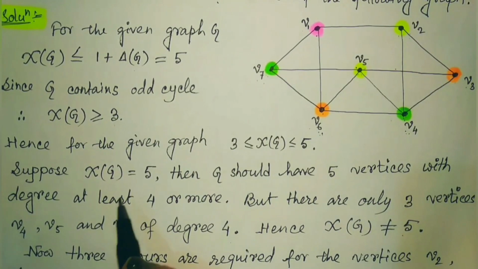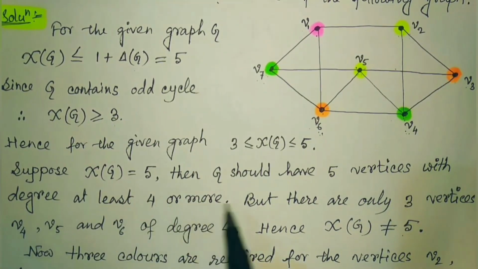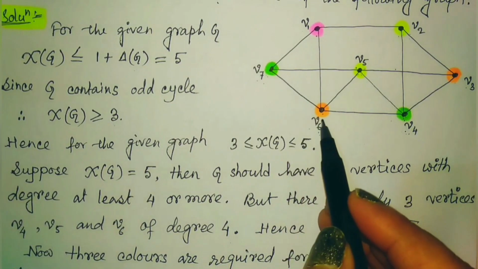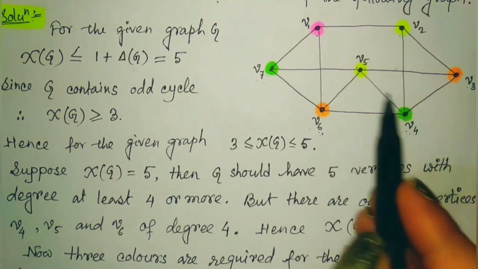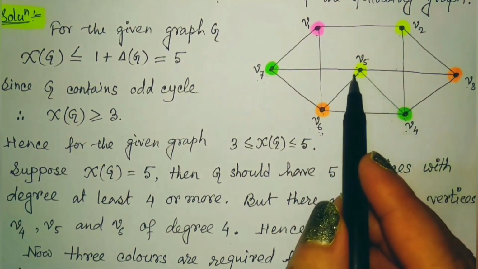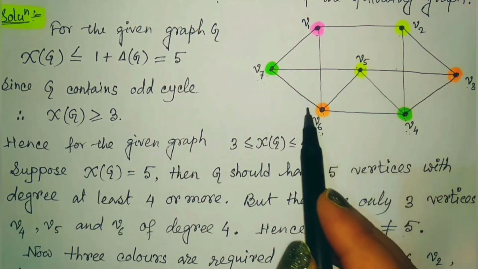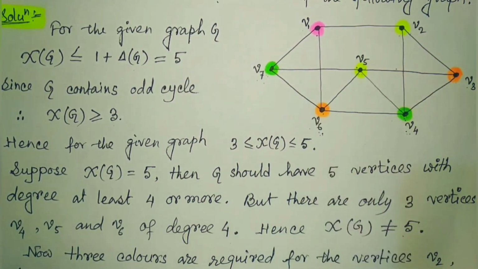Suppose the chromatic number of the graph G is 5. Then G should have 5 vertices with degree at least 4 or more. That is a property we have. But there are exactly 3 vertices, V4, V5 and V6, of degree 4. Just check: V4 has degree 4, V5 has degree 4 and V6 has degree 4. So there are only 3 vertices with degree 4. That's why the chromatic number of G is definitely not equal to 5.